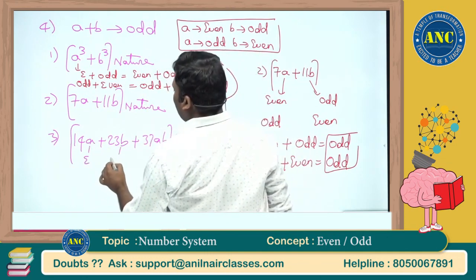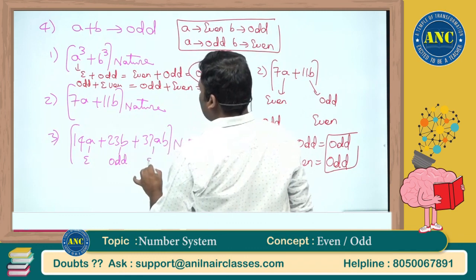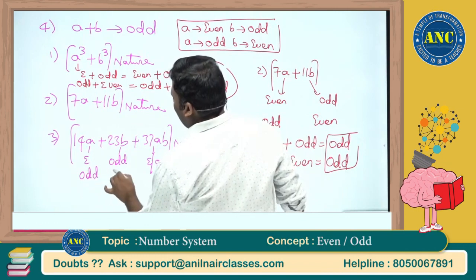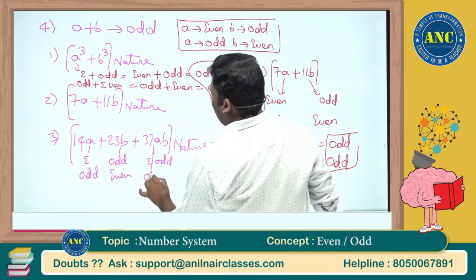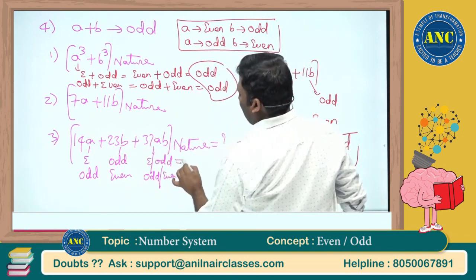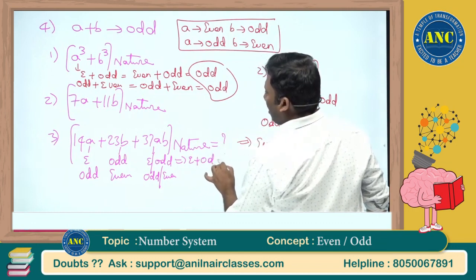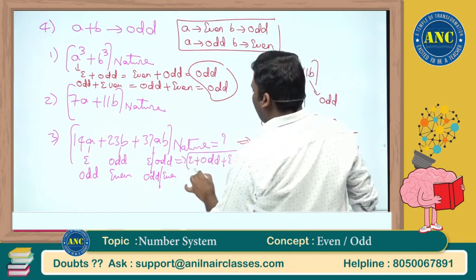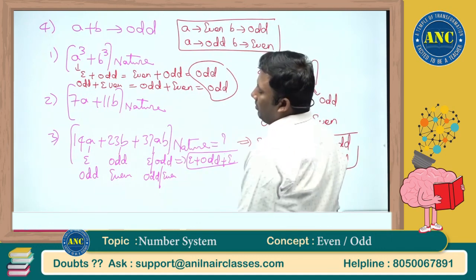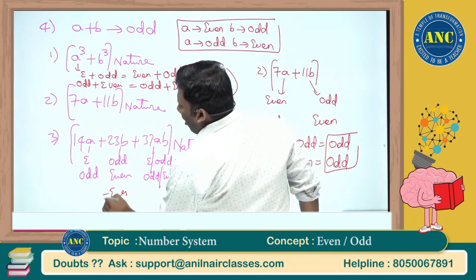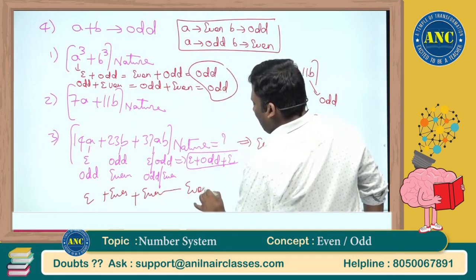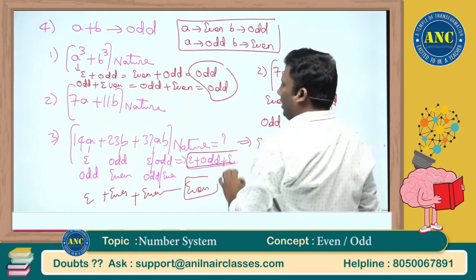If A is even, B can be odd. What is the next case? A is odd, B is even. Even into any number is even. Odd into odd is odd. Even into any number is even. Even plus even is even. Even plus odd is odd. Similarly, even into any number is even. Odd into even is even. See here, it is even. He will ask a question like this.